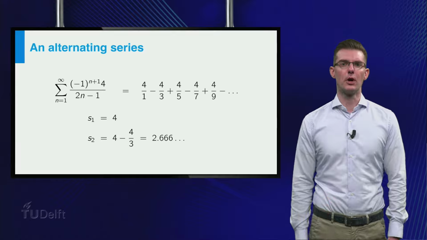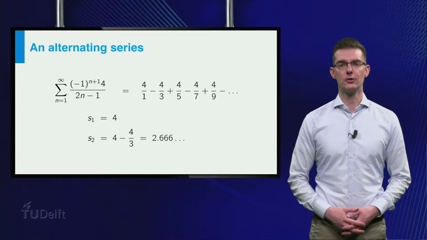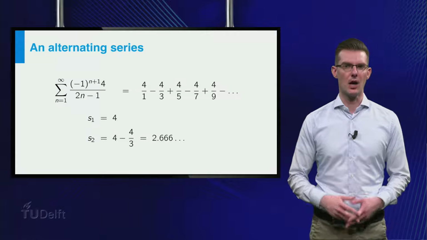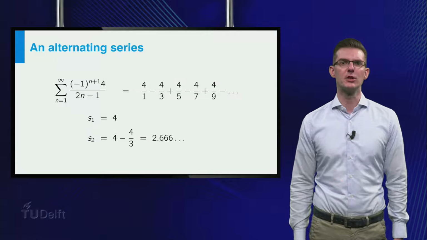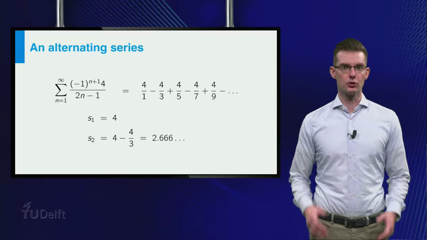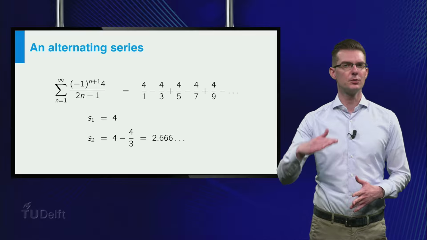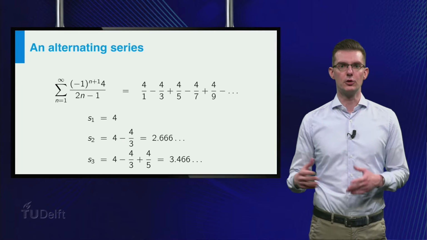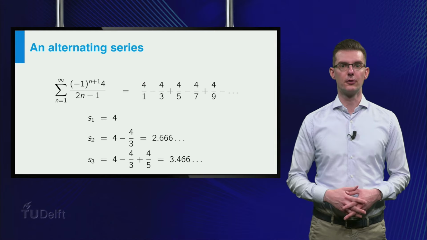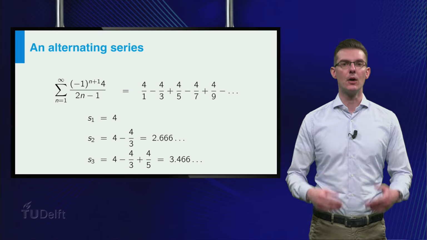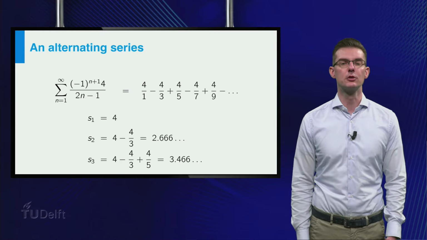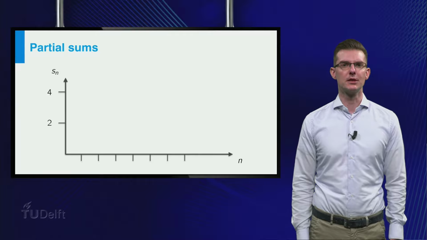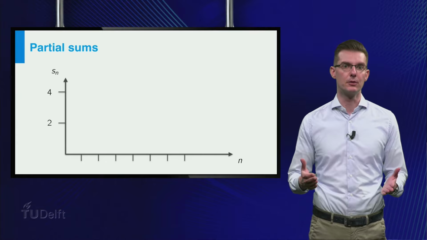The third partial sum will be larger than 2.666, because the next term in the series is positive. However, its absolute value is smaller than that of the second term, so the third partial sum will still be smaller than 4. If we keep adding terms, we just repeat this procedure. First we subtract a number, and then we add a number with a smaller absolute value. Let's plot some of these partial sums in a diagram. Maybe we can see a pattern.